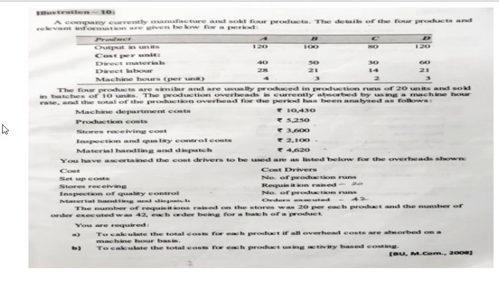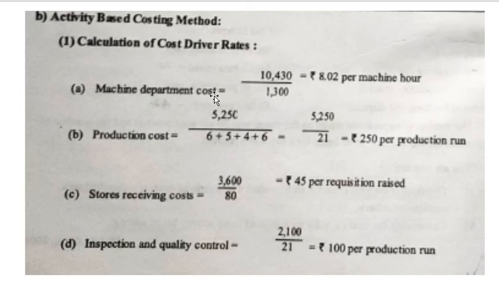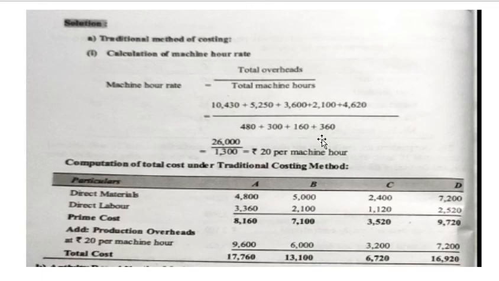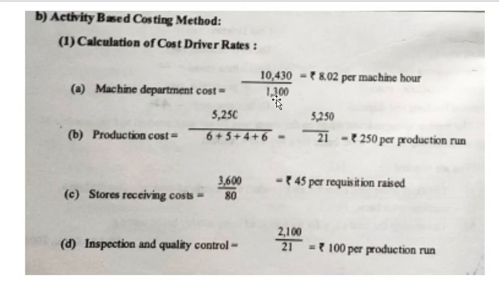Now as your machine department cost is 10,320, you divide 10,320 by the number of machine hours, because it is related to machine. So 10,320 divided by 1,300. The total machine hours are 480 plus 300 plus 160 plus 360, which gives you 1,300. That will give you rupees 8.02 per machine hour. Next, according to the question, you have production cost which is 5,250.